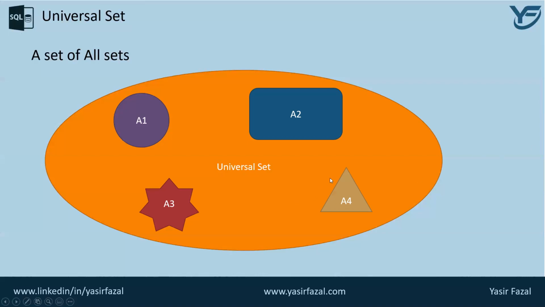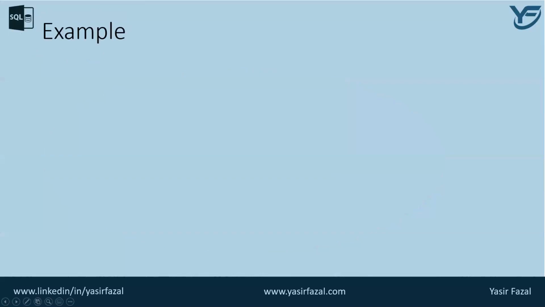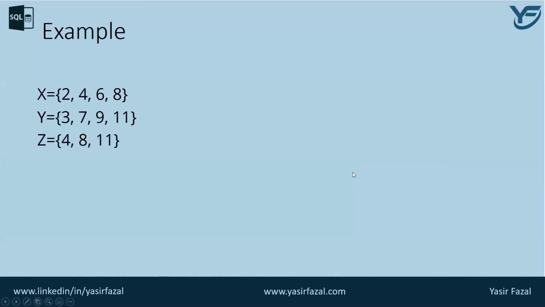So let us go through an example. Consider we have three sets, namely X, Y, and Z. These sets have various numbers. Set X contains 2, 4, 6, 8, Y contains 3, 7, 9, 11, and Z contains 4, 8, and 11. If you notice, there are a few numbers that are repeated among the sets.